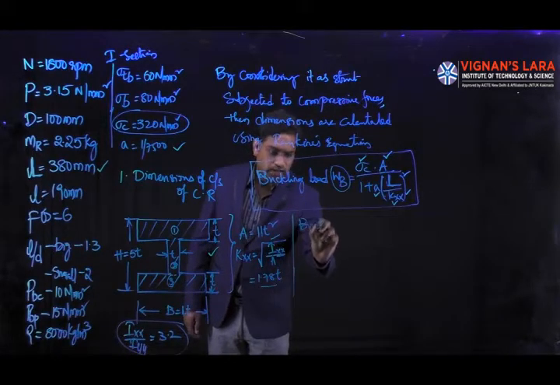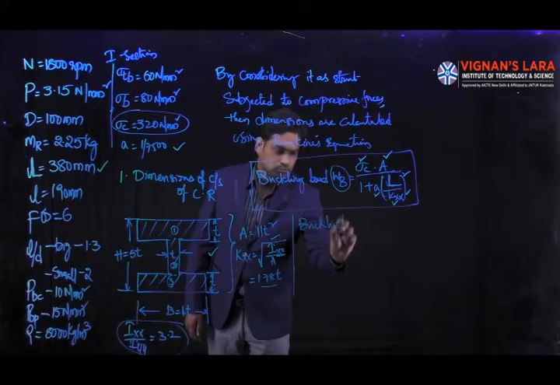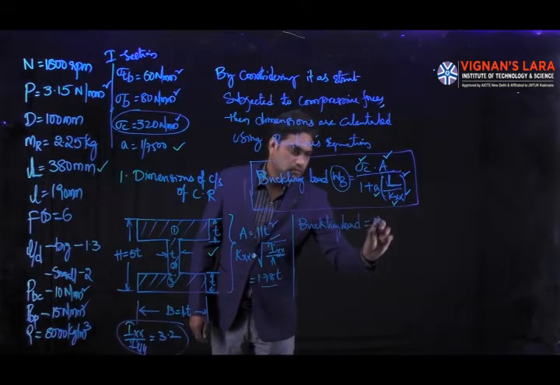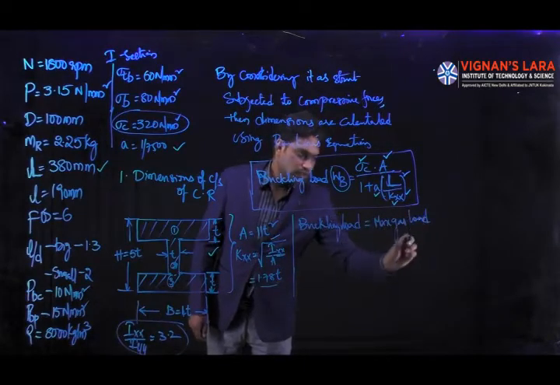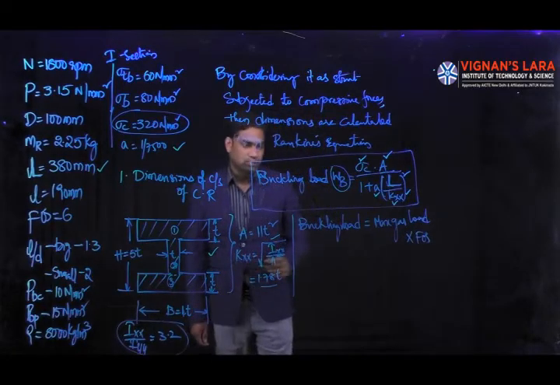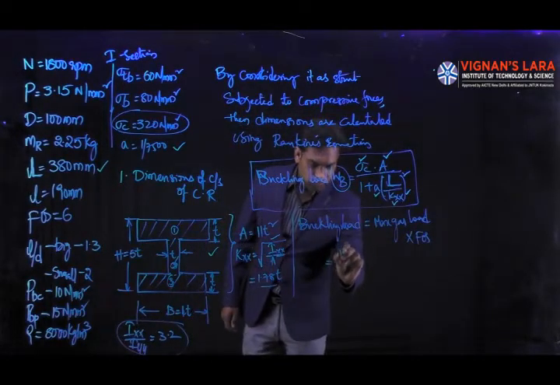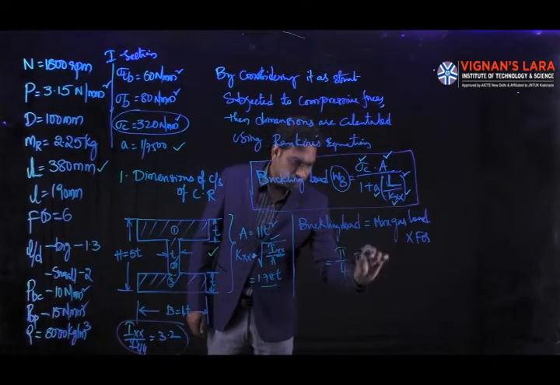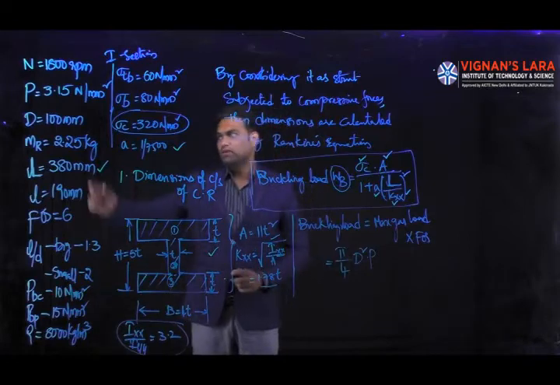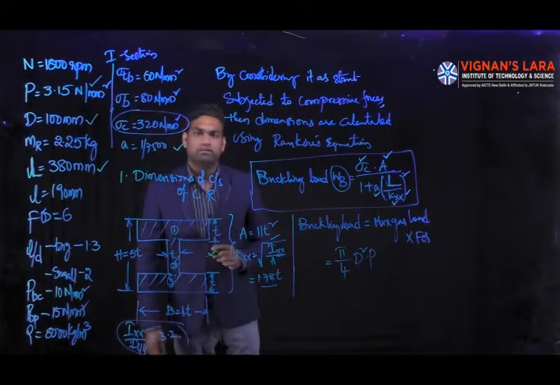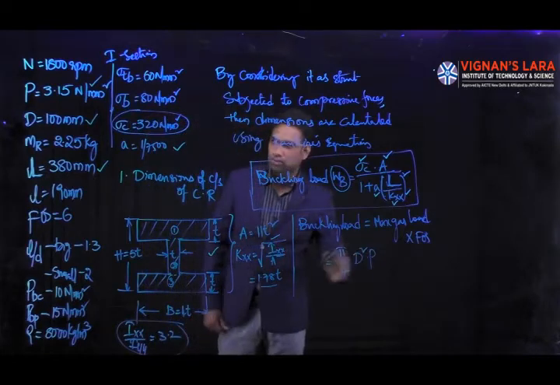Here the buckling load WB is calculated by the maximum gas load into the factor of safety. We know how to calculate the maximum gas load: pi by 4 D square into the maximum gas pressure. The diameter of the bore is given, that is 100 mm, and the maximum gas pressure is also given, 3.15 Newton per mm square. So you can substitute both values here.